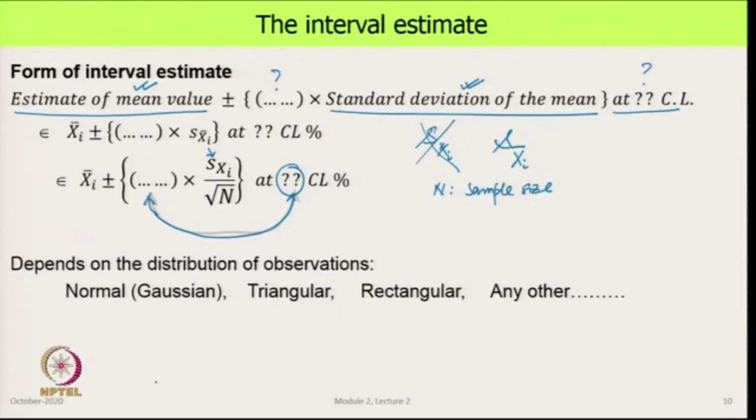So, although this equation shows that there are two unknowns, there is actually only one. That is, if we specify the confidence level, we automatically get this multiplication factor, which we will call, say, Z alpha. Confidence level is 1 minus alpha. This is Z alpha or Z alpha by 2. We will see that in a little while, where alpha is the level of significance.